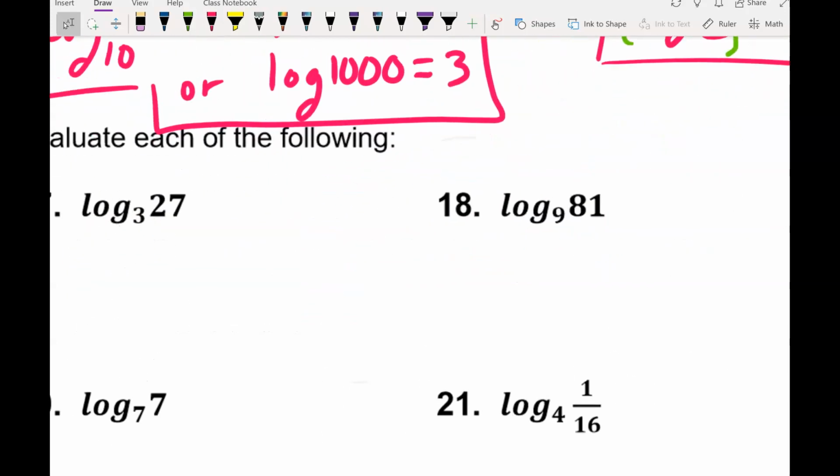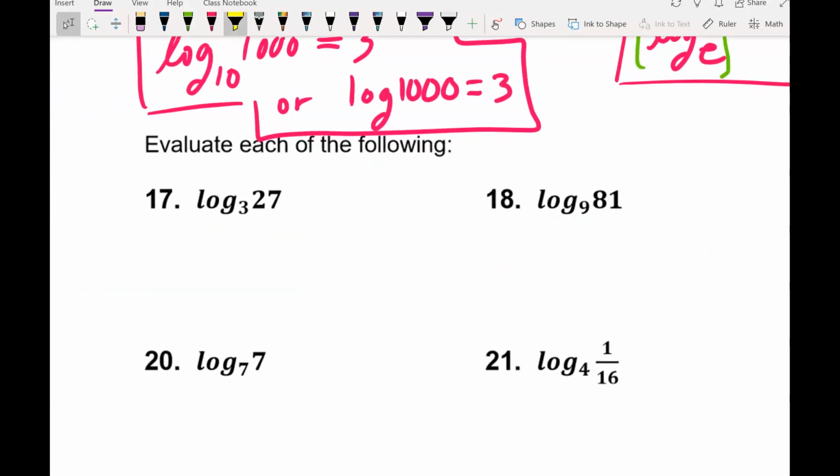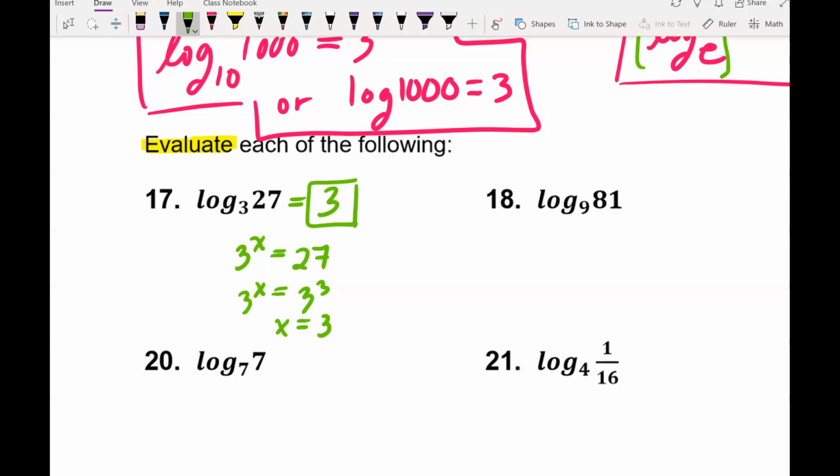Number 17, evaluate each of the following. So now when we're asked to evaluate, we have to determine what is the actual value. So in other words, I'm saying, hey, I don't know what this equals. Let's say it equals x. And the easiest way to do this is to convert to exponential form. So again, my base is 3. I'm asking 3 raised to what power is equal to 27? Well, 27 is just 3 cubed. So 3 raised to what power would give me 3 cubed? That would have to be 3. So my answer, since there was no x there, I can just say it's equal to 3.